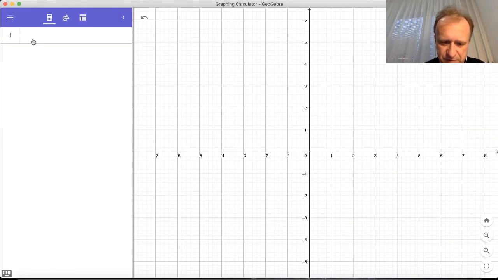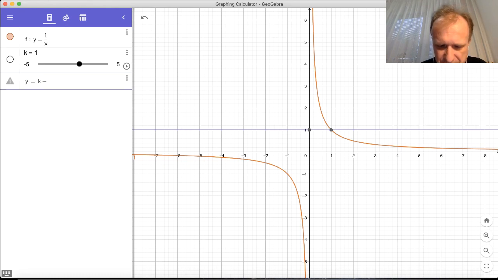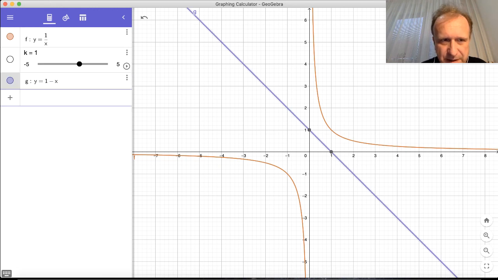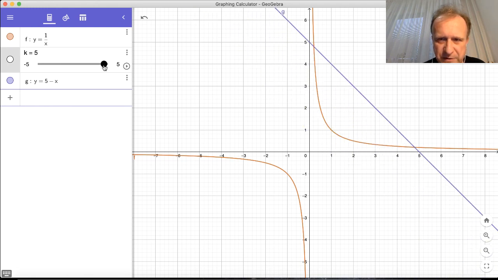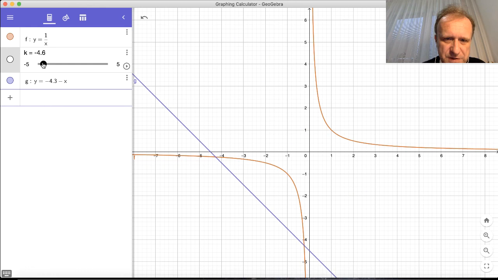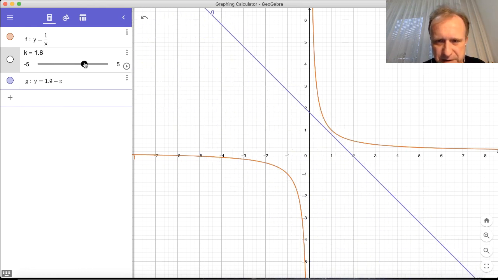So the first function would be the function f of x, which would be y equals 1 over x. Here it is. Now I need the slider k, which would represent the parameter, and I will define another function y equals k minus x, like this. Okay, so this is the function, and now by sliding the slider, by changing the value, I see that it changes the line itself, the linear function line.